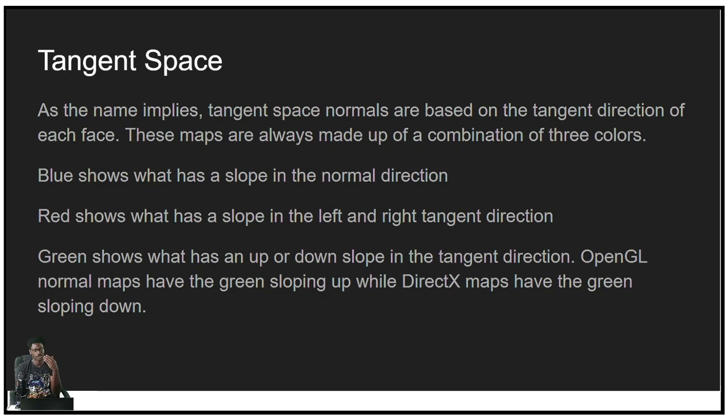So as the name implies, tangent space normals are based on the tangent direction of each face, right? These maps are always made up of a combination of three colors. Blue shows what has a slope in the normal direction. Red shows what has a slope in the left and right tangent direction. And green shows what has an up or down slope in the tangent direction. OpenGL normal maps have the green sloping up, while DirectX maps have the green sloping down.